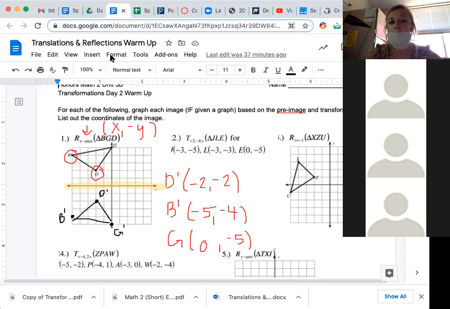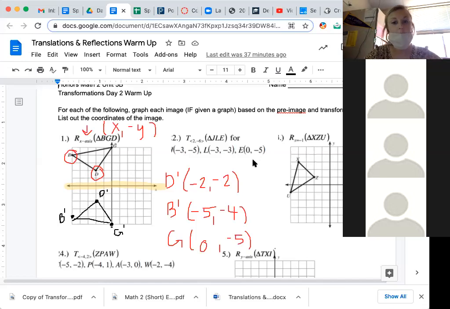All right, for number 2, I don't feel like I should have to do that one. So number 2, that capital T means it was translated. They're all transformed. The word for a slide is translation. So we moved it where? Very good. Right 2 down 6. So if it goes right 2, did y'all add 2 to all those X's? If it went down 6, did y'all subtract 6 from all the Y's? Okay, I'm going to say it out loud to make sure you're listening. For J, did y'all get -1, -11? Yeah? Okay, for L, did y'all get -1, -9? For E, did you get 2, -11?